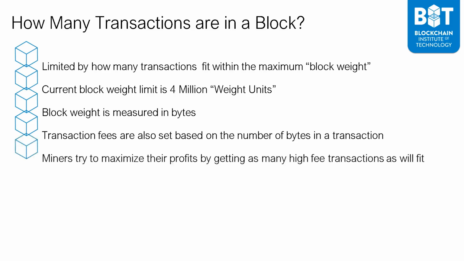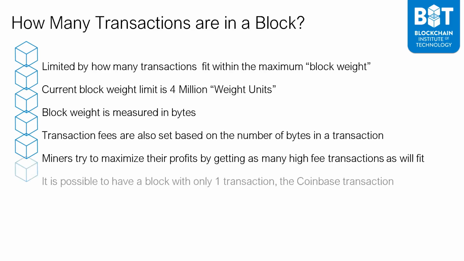Now, the miners who are actually creating the blockchain try to maximize their profits by getting as many high-fee transactions as they can, which will fit within a block. Realize the current block weight limit is 4 million weight units. That means you can only fit as many transactions as will fit within that limit. So, when the miners are choosing which transactions to include in a block, they typically prioritize the transactions that have higher transaction fees so they can make the biggest profits from creating that block.